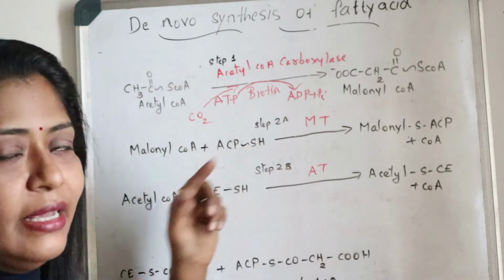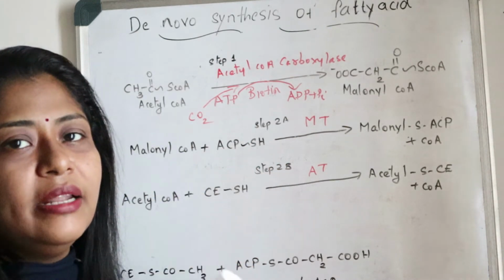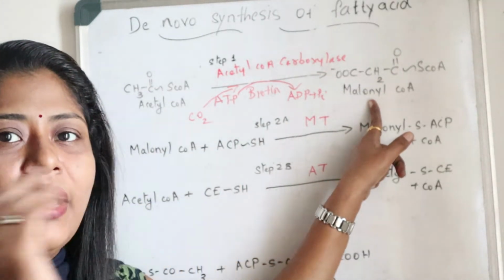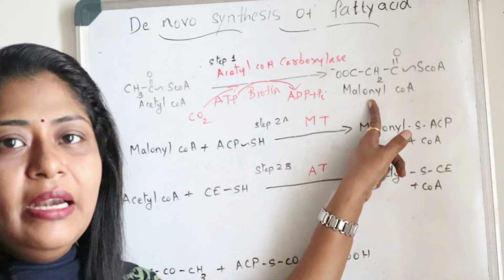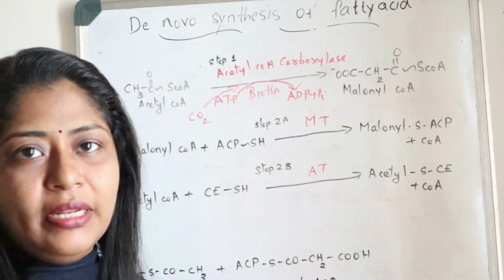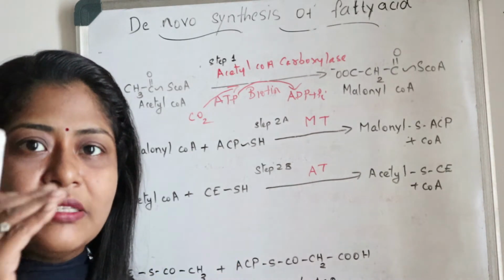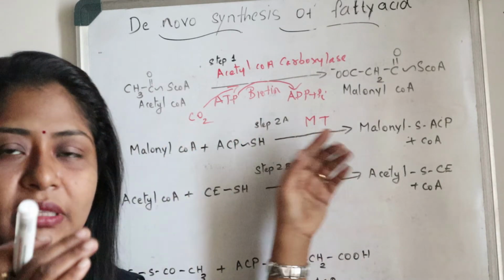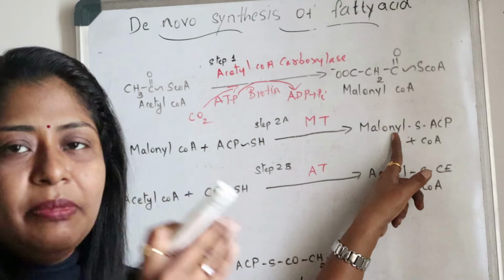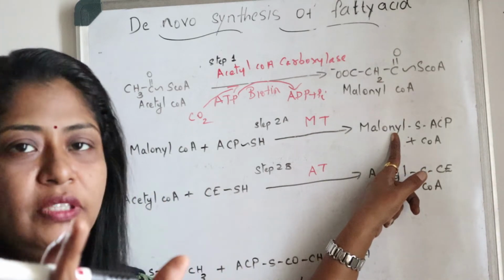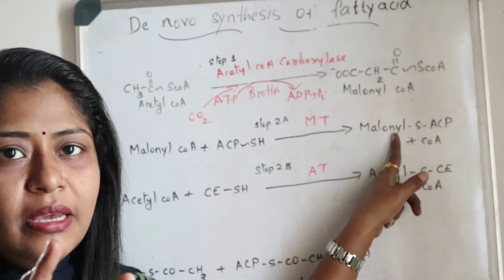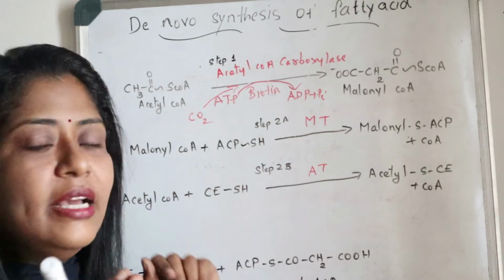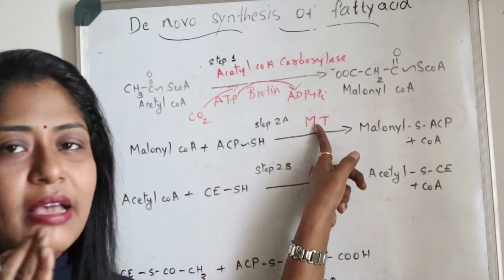Now coming to the second step, which we can categorize as second A and second B. At first, the malonyl-CoA so formed goes and attaches to the ACP of the multi-enzyme complex. ACP is the acyl carrier protein, and as I already told you, the fatty acid synthase complex has two monomers, that is, it is a dimer. The malonyl-CoA is converted to malonyl-ACP, and that binds to the acyl carrier protein of one of the monomers of the fatty acid synthase complex. It is catalyzed by the enzyme malonyl transacylase.